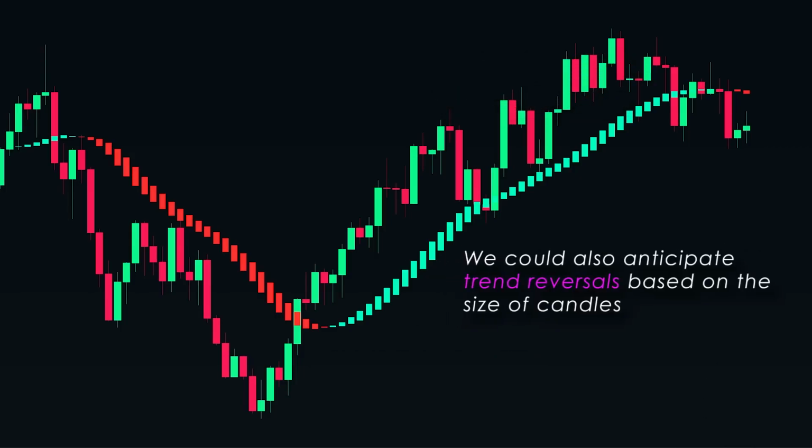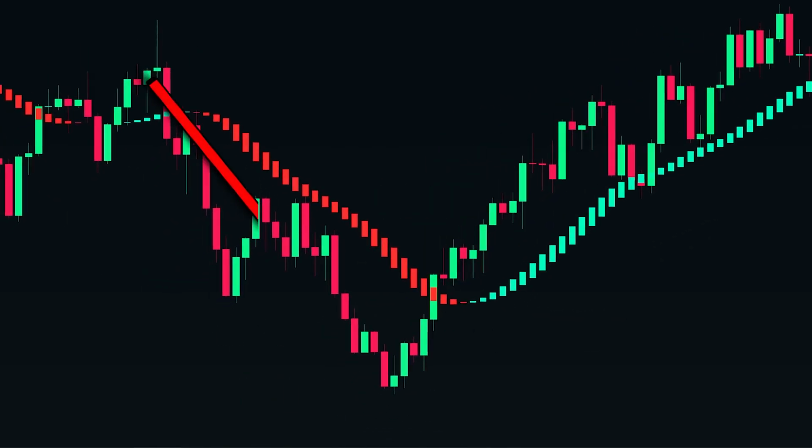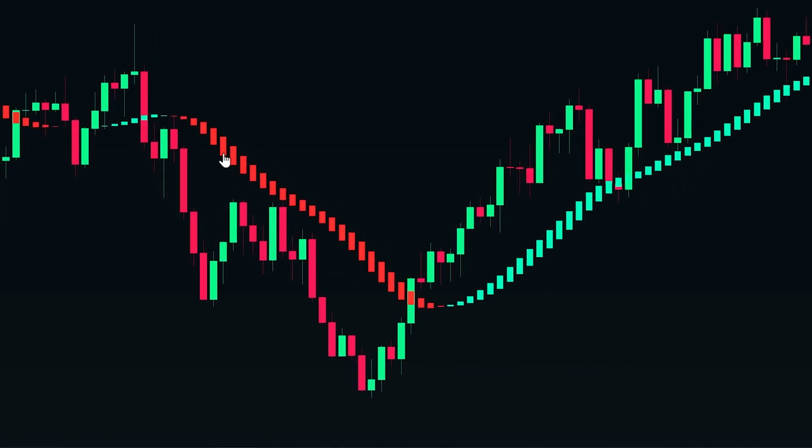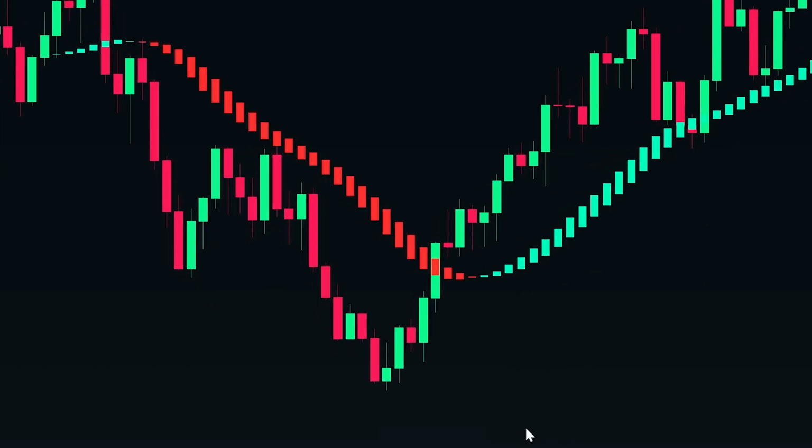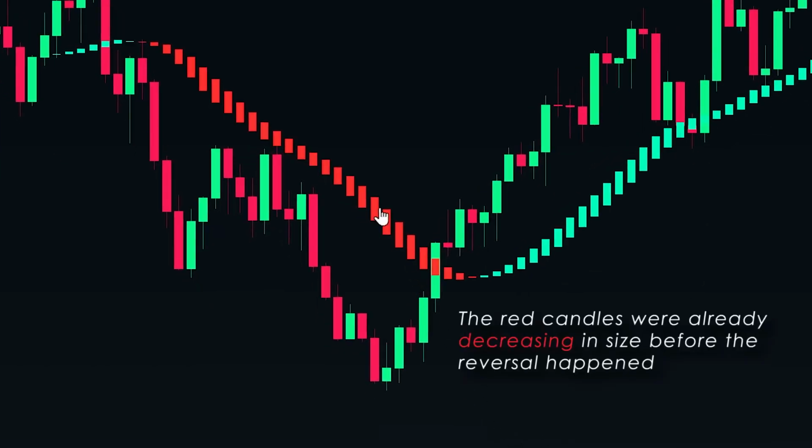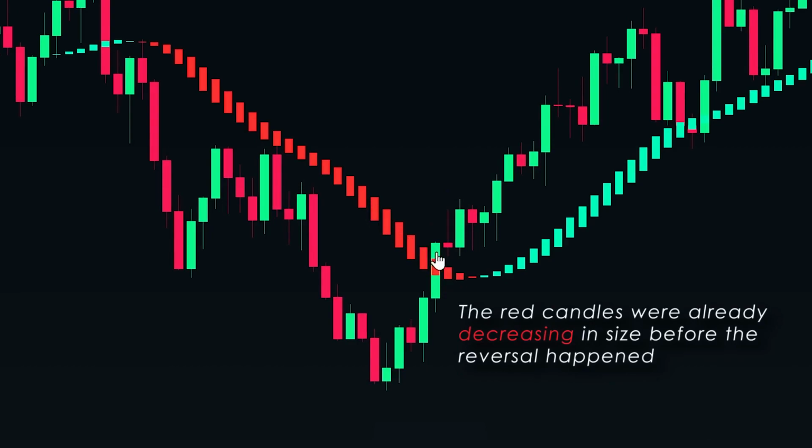Now, these candles could also help traders anticipate trend reversals. For example, here, we spotted a trend reversal from a downtrend to an uptrend, which is also displayed by the Heiken Ashi switching from a red candle to a green candle. However, notice that before the indicator changed colors, the red candles were already decreasing in size before turning green, which shows us that the downtrend here was actually getting weaker before the reversal to the uptrend happened.